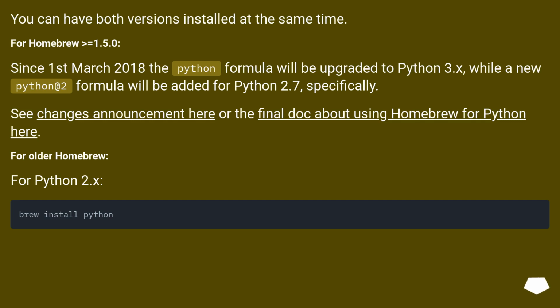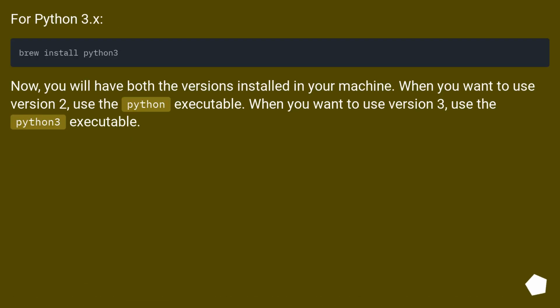For Homebrew version 1.5.0 or later: since the 1st of March 2018, the python formula will be upgraded to Python 3.x, while a new python@2 formula will be added for Python 2.7 specifically. See the changes announcement here or the final doc about using Homebrew for Python here. For older Homebrew, for Python 2.x, and for Python 3.x, use the respective install commands.